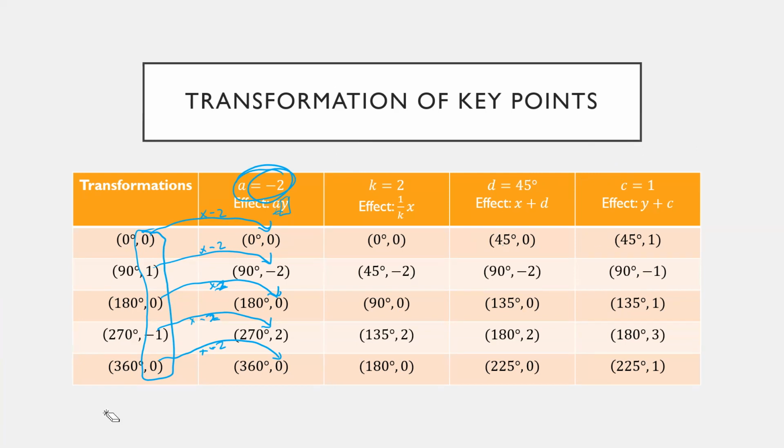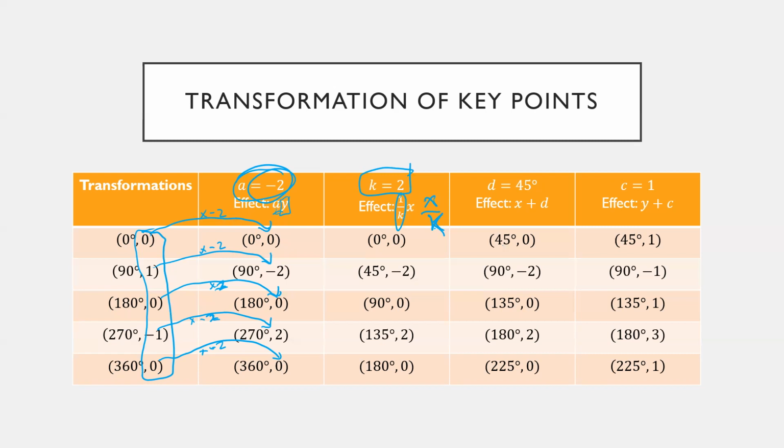For the next one here, I'm going to take my previous points, 0, 0, 90 degrees and -2, 180 and 0, and so on. And I'm going to simply apply the K value. So the K value means I have to take whatever the X value is, and I multiply by 1/K, or another way of writing this is X divided by K. It's the same thing, okay? So I can either write it as 1/K times X or X divided by K.